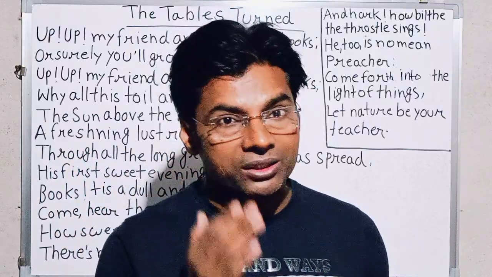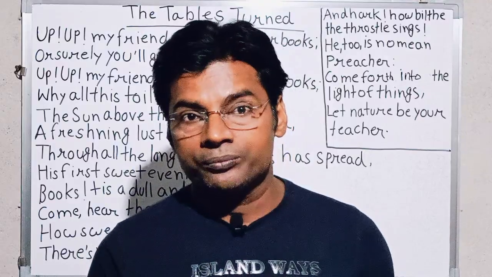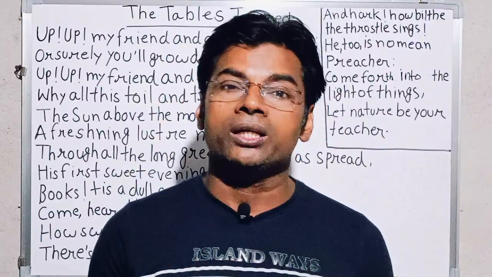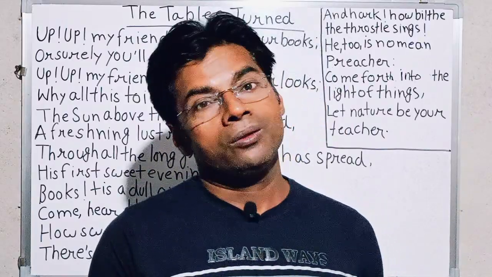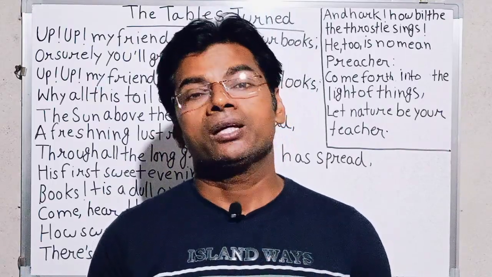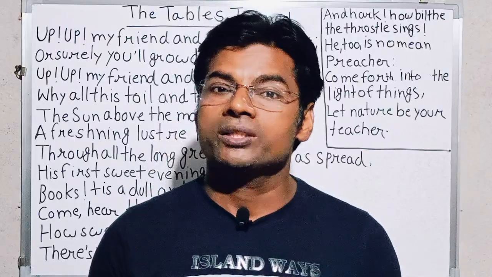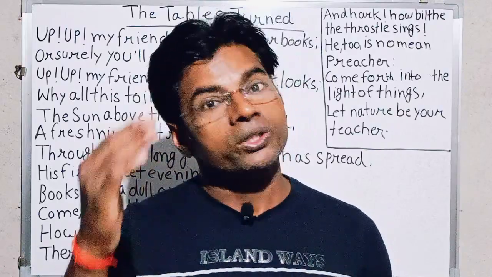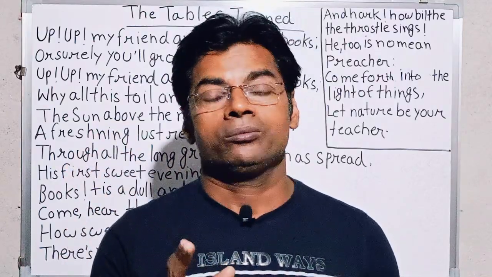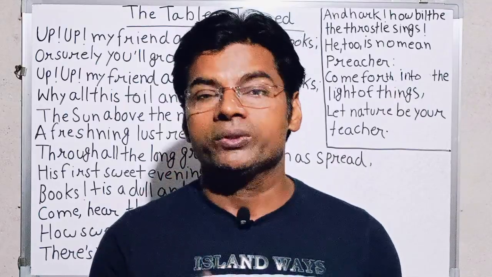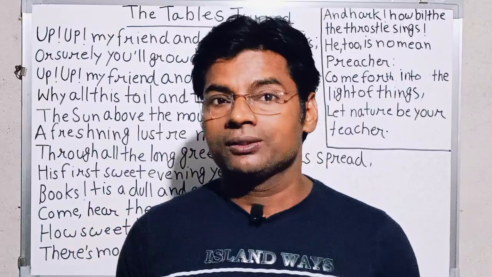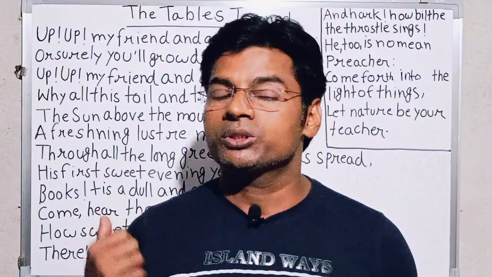With the publication of this collection of poems, Lyrical Ballads, the Romantic Age began, and it lasted till the year 1837. Because in 1837, Queen Victoria came to power. She became the Queen of England, and with her crowning, a new era began in English literature, that is called the Victorian Age. And the Victorian Age ended in 1901, with the death of Queen Victoria.